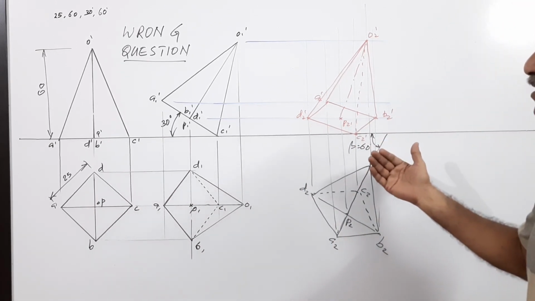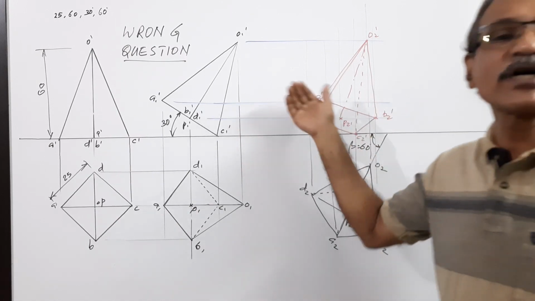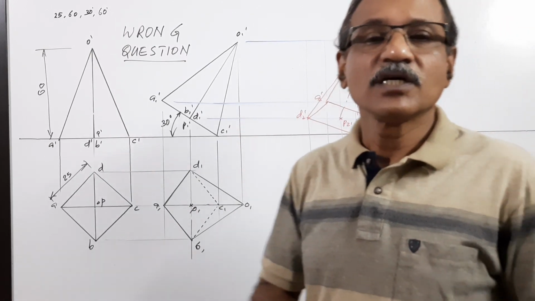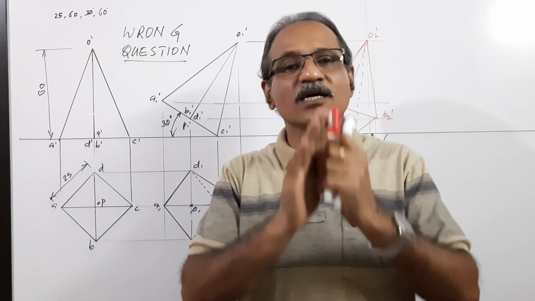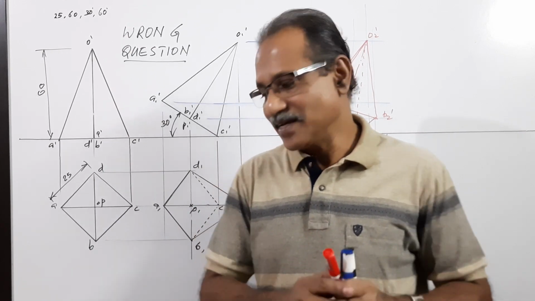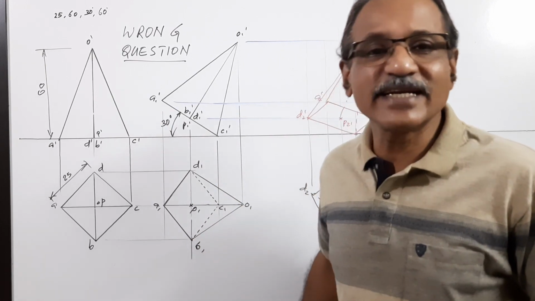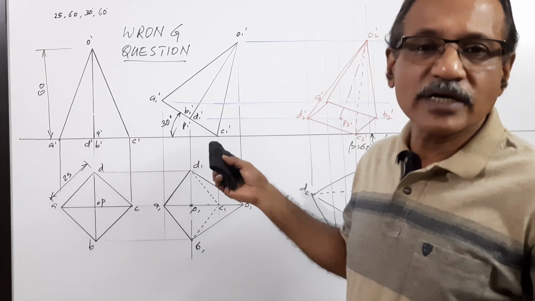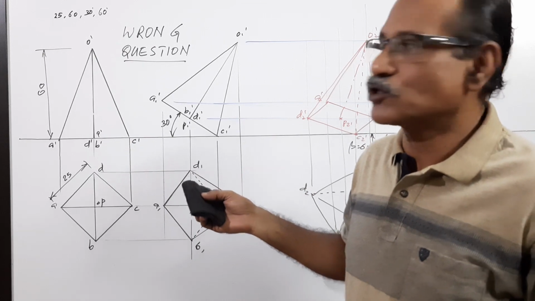So this is the question. This is the answer to the question if you correct the question. The question as it is is wrong. You can take it as granted. Agreed? Okay. Now let us do this by auxiliary projection method. We have used redrawing method. Let us do by auxiliary projection method.